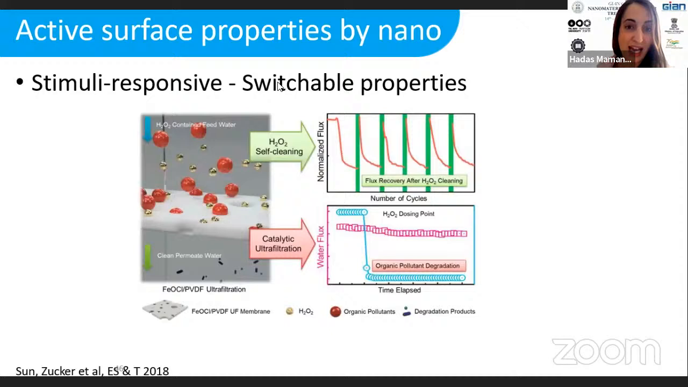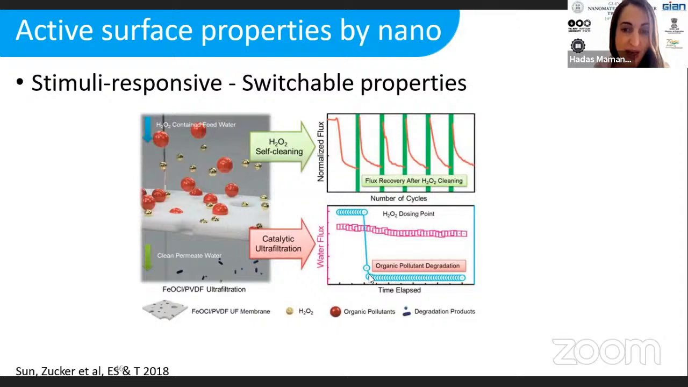Another type of active membrane is the stimuli responsive switchable properties. In this case, there is controlled addition of hydrogen peroxide to the membrane. And we can see here, for example, a catalytic ultrafiltration membrane. So here we have the hydrogen peroxide dosing with a high water flux.